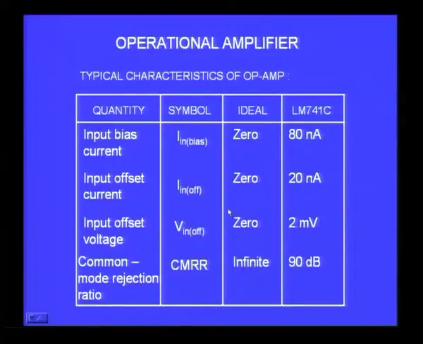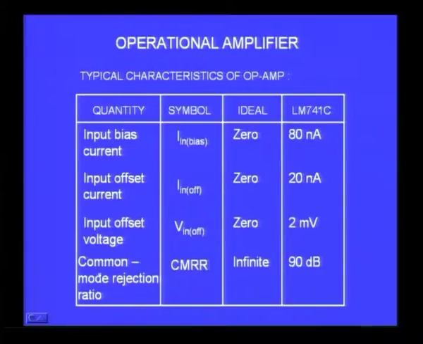There are other characteristics that we saw, but did not discuss in detail; we will perhaps do it in the course of the next couple of lectures. Input bias current, which also should be 0, is typically about 80 nanoamperes. Input offset current is also 0 ideally, but it is about 20 nanoamperes, a small value, and input offset voltage is 0, but it is about 2 millivolts for a typical op amp.